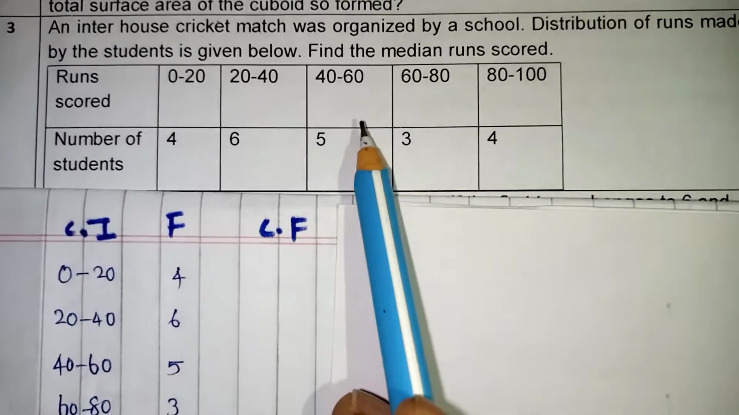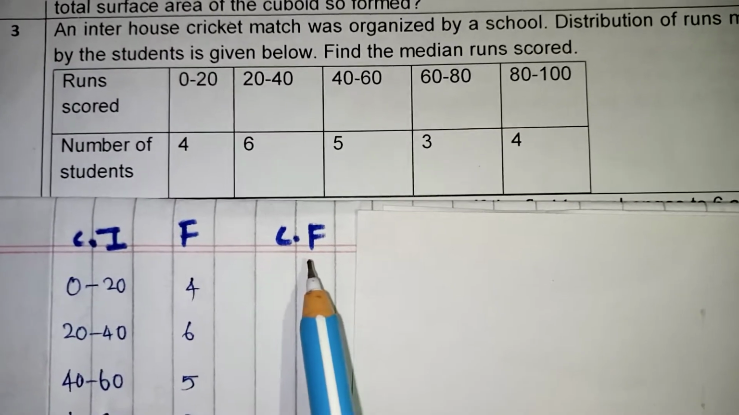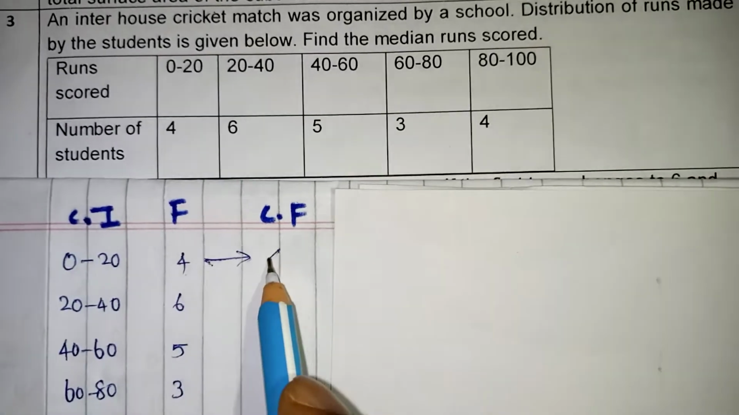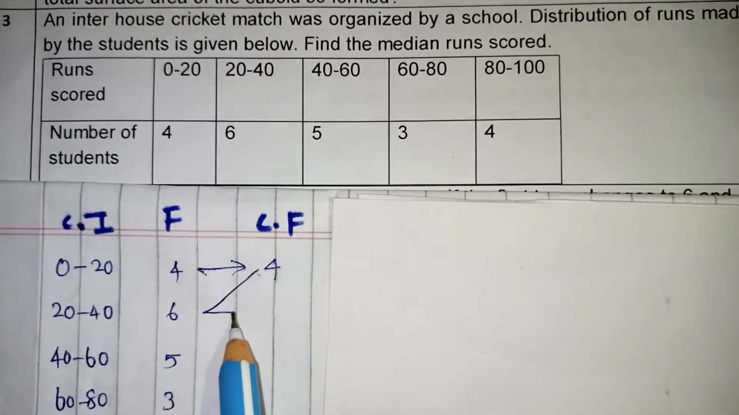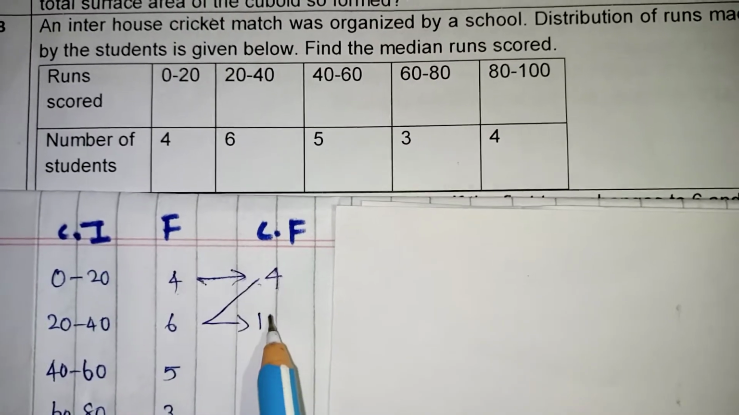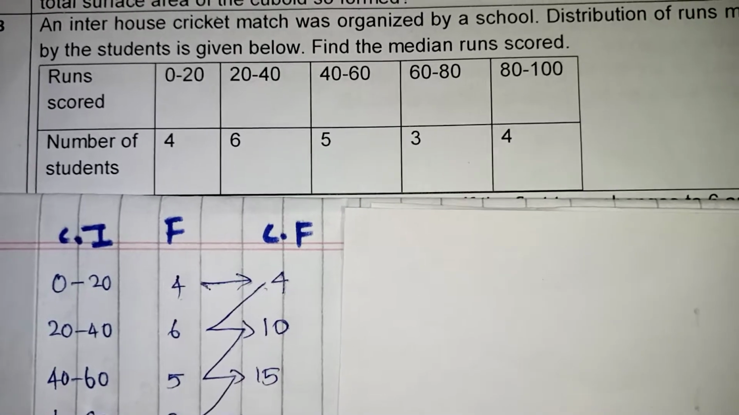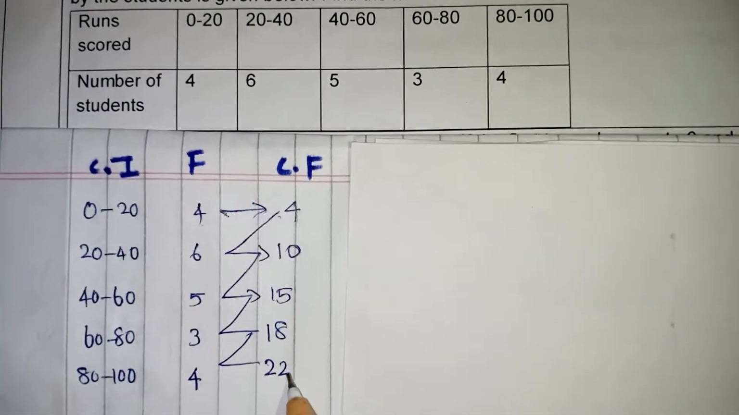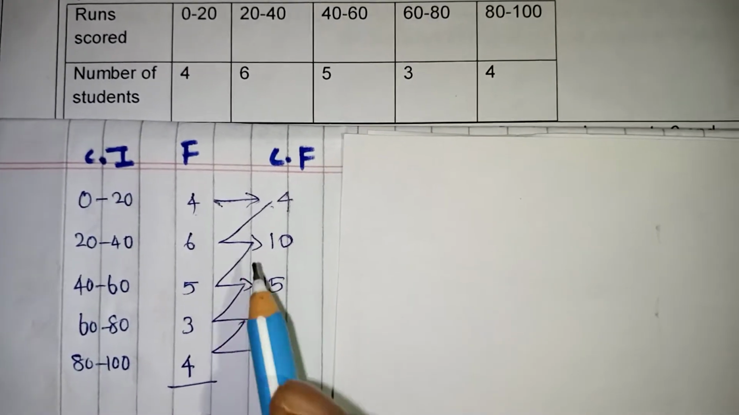So how to calculate the median? The first step is to find the cumulative frequency, CF. Take the f value as it is. So the first number 4 will be taken as it is. Now each number will be added with the next one. 4 plus 6 will give you 10. 10 plus 5 will give you 15. 15 plus 3 will give you 18. 18 plus 4 will give you 22. Now if you add all these, 22 should come; then your table is correct.